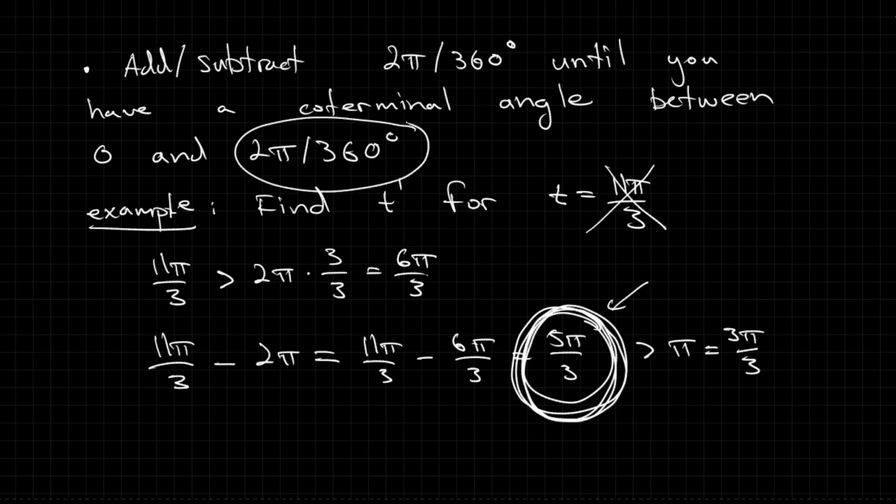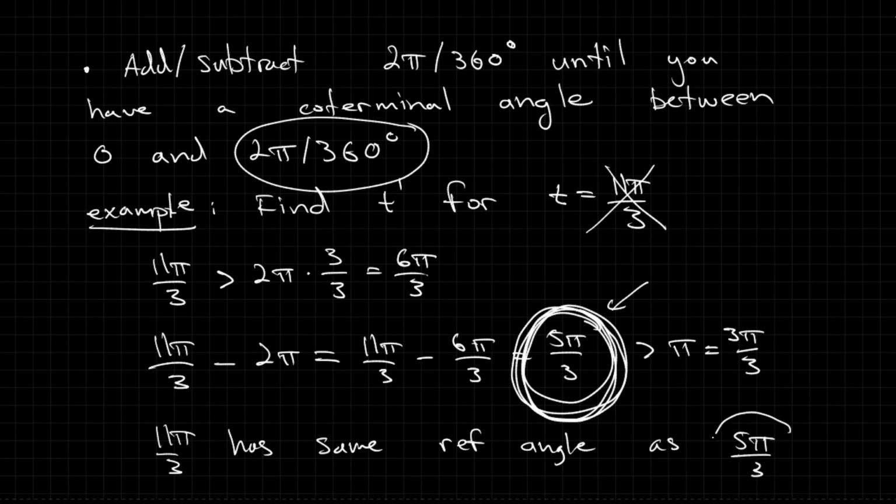I think it's probably worth mentioning why in the first step we can simply add or subtract 2 pi or 360 degrees if we're working in degrees. It's because when you add or subtract 2 pi or 360 degrees, you get a coterminal angle. And coterminal angles have the same reference angle as the previous angle. So in this problem, 11 pi over 3 has the same reference angle as any angle that is coterminal with 11 pi over 3. So in particular, with 5 pi over 3.